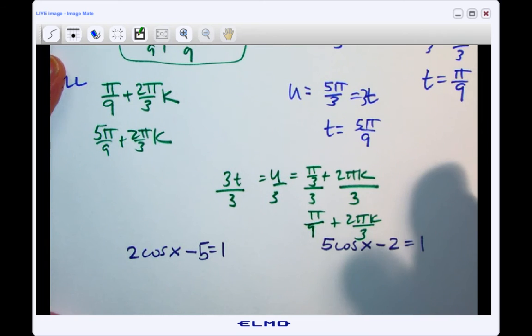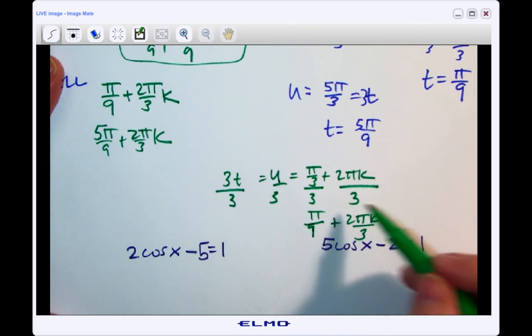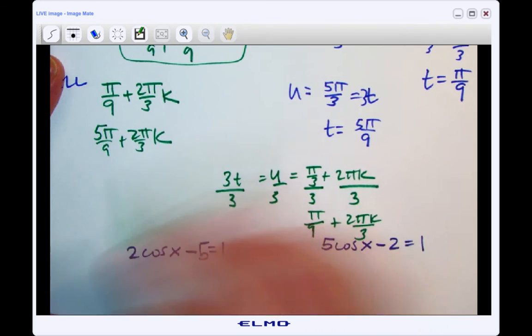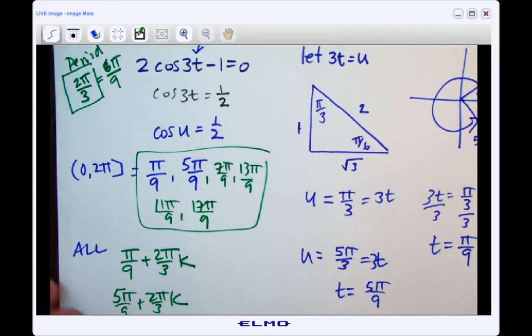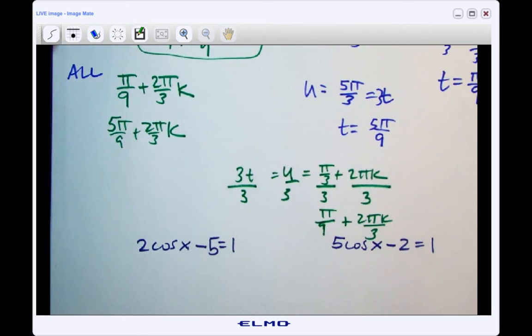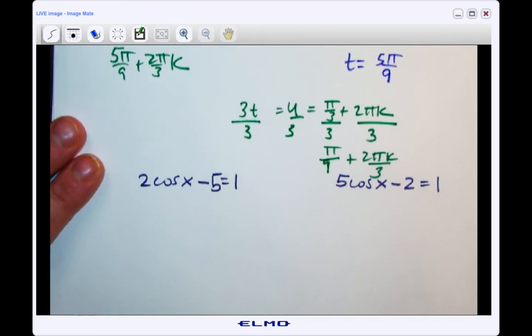So you can do it that way too. If you want to set it up with the period already and then divide everything by 3, you can do it that way. But I just like to say, oh, I know what the period is. I'm not going to bother with that. But you can do it either way. Okay. Let's look at these next two.